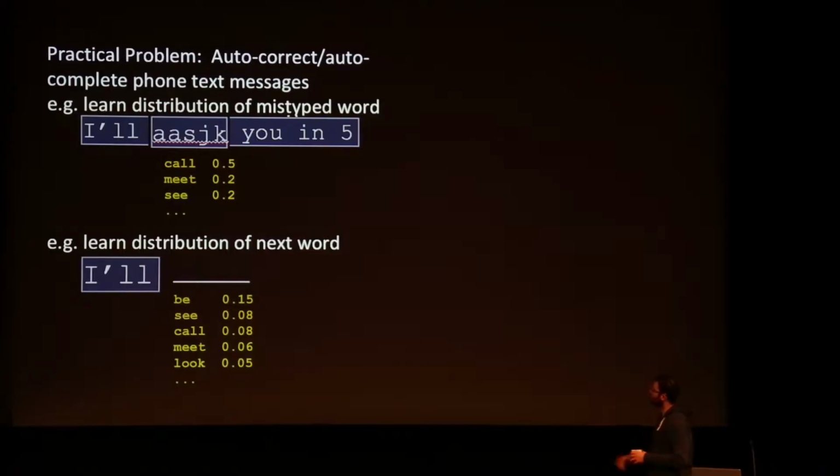So let me tell you the kind of practical motivation behind this problem and see if you guys buy it. This is a problem that all the big phone companies, Google, are working on now. You want to be able to autocorrect or maybe autocomplete some phone text messages. And this is a distribution learning problem. Given a text message with a mistyped word, you want to figure out how to do the autocorrection. Maybe it's call, meet, see, and so on. Or maybe you're trying to do the next word prediction task. This is a distribution learning problem.